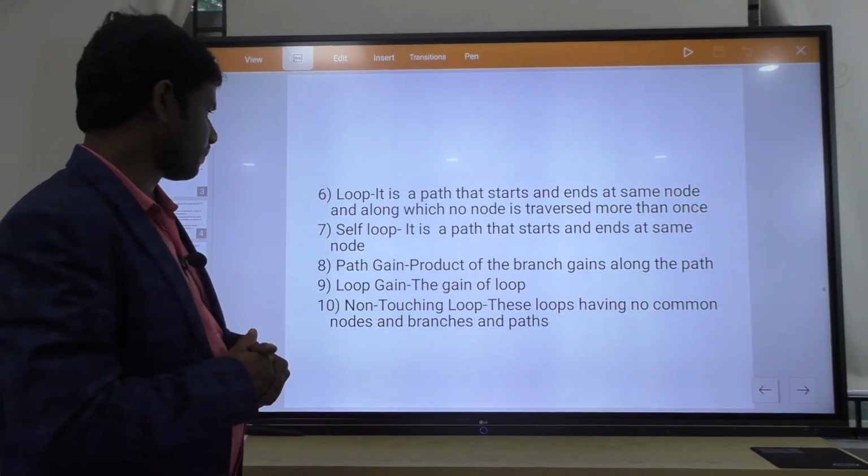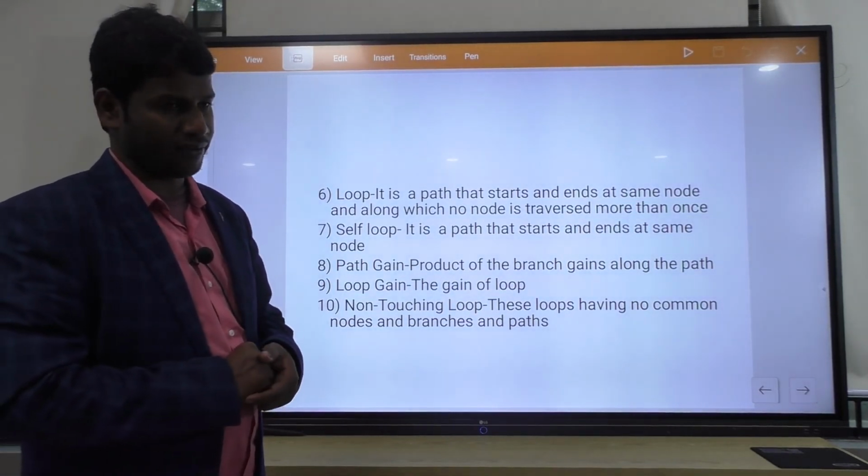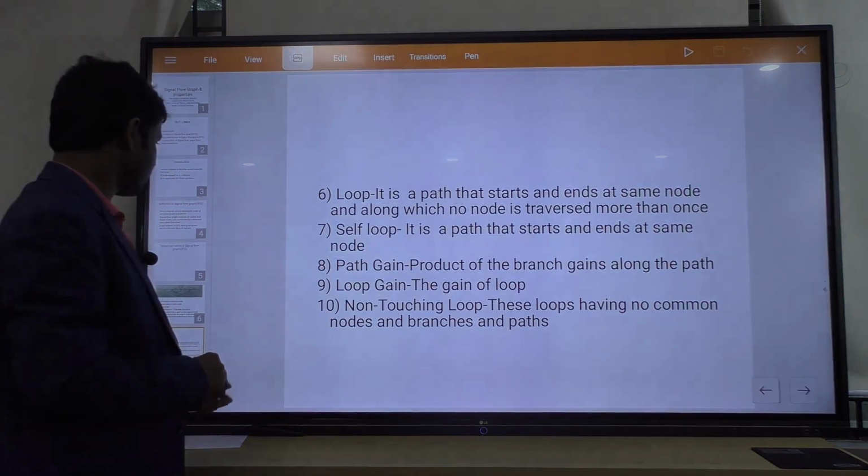These are the 10 important terms linking with a signal flow graph. These are the very important points here. Okay.